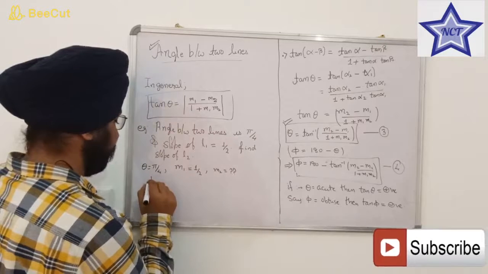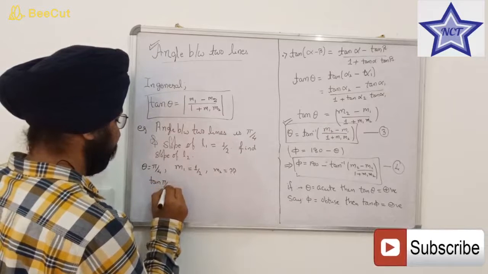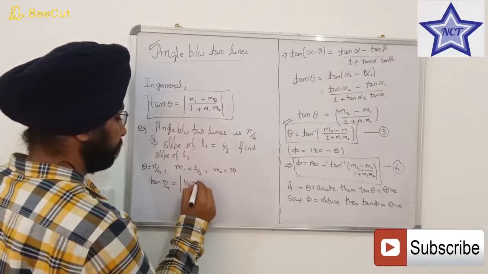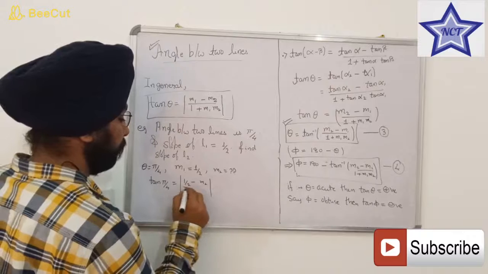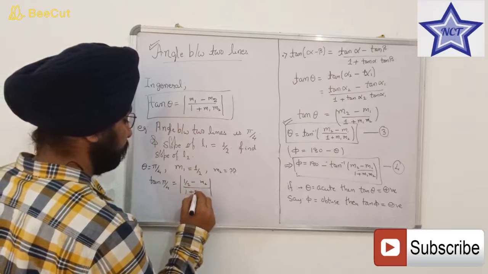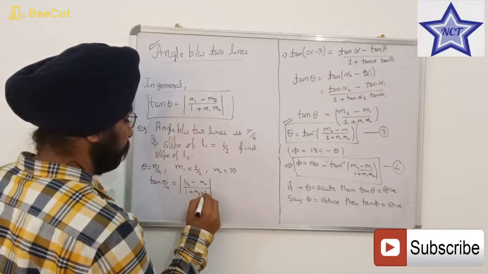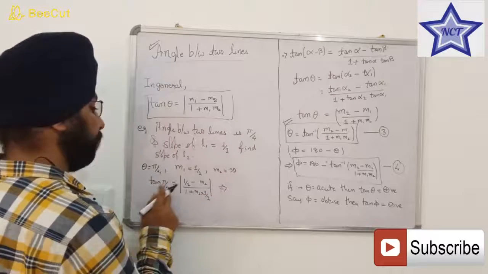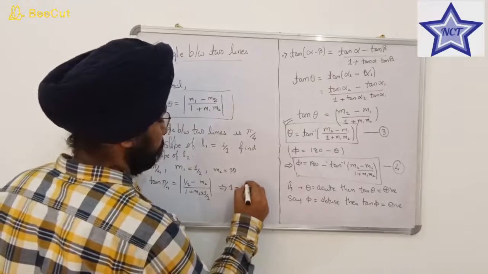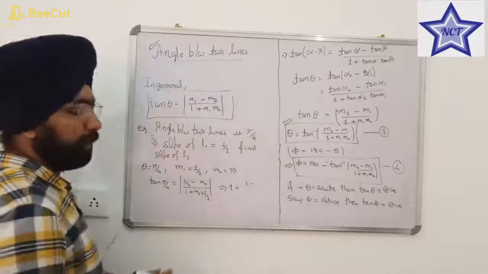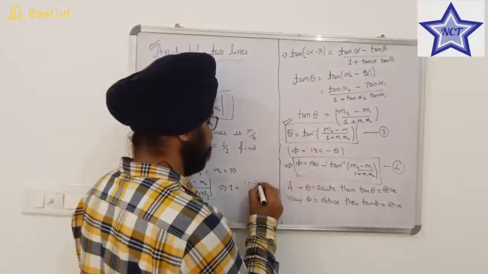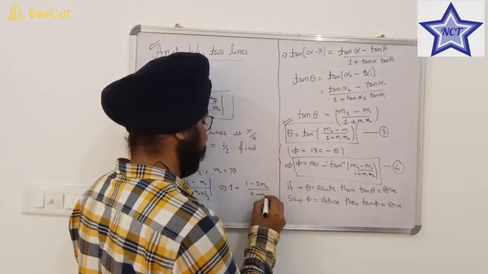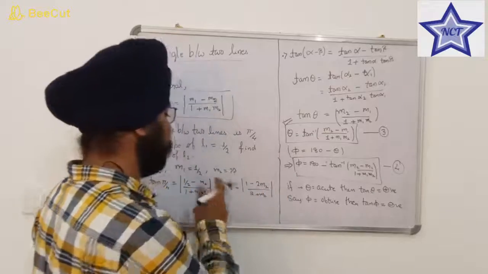So I can write tan of pi by 4 equals mod of m1, that is 1 by 2, minus m2 upon 1 plus m2 into 1 by 2. Solving, tan pi by 4 is 1 equals, taking LCM of 1 by 2 minus m2, I can write this as 1 minus 2 m2 upon 2 plus m2 whole mod, denominator 2 to cancel.